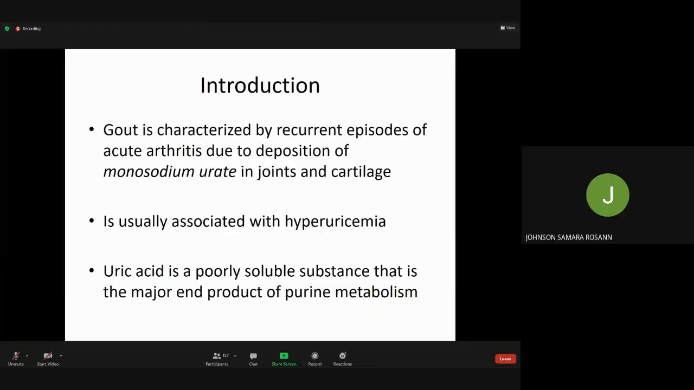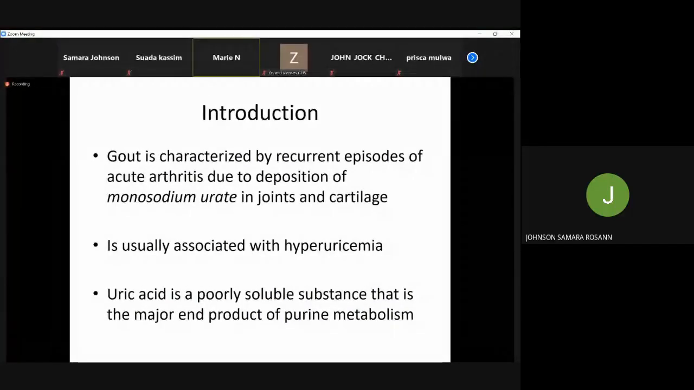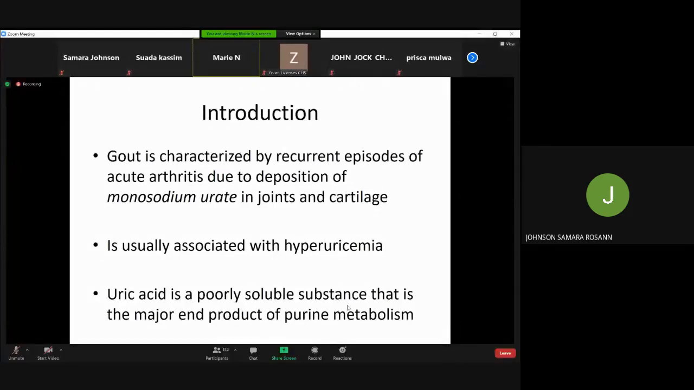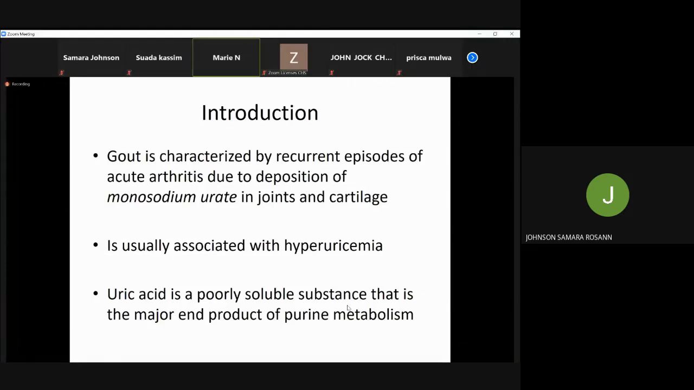causes inflammation. So usually it will be associated with hyperuricemia, but there are some patients who may have normal uric acid levels. As we always say, diseases don't read textbooks. So most of the time it is associated with hyperuricemia, but sometimes you may check the uric acid levels and they are normal. So what is uric acid?